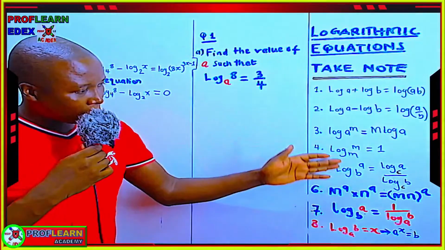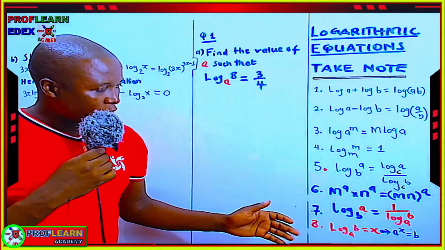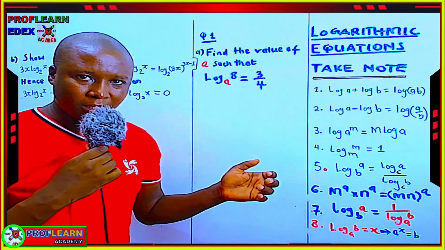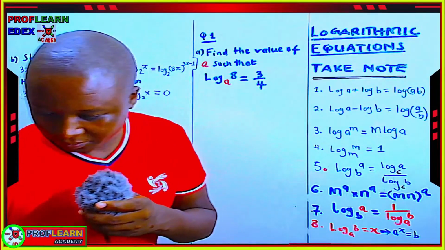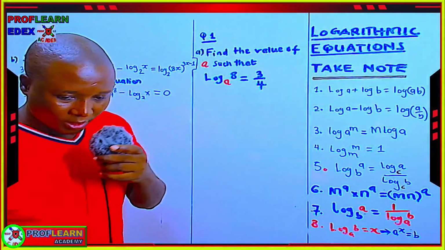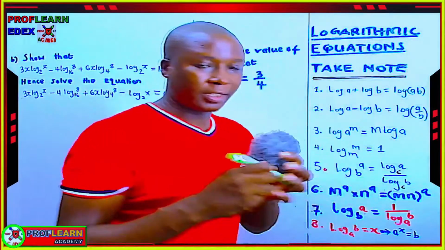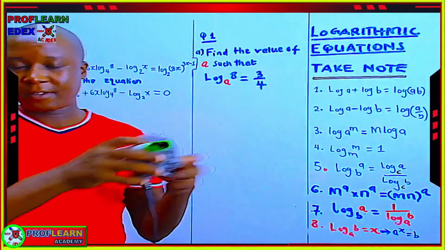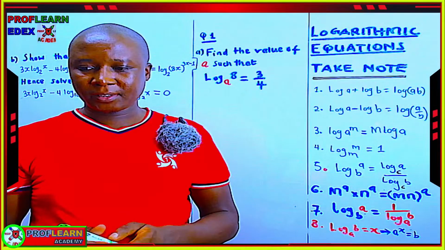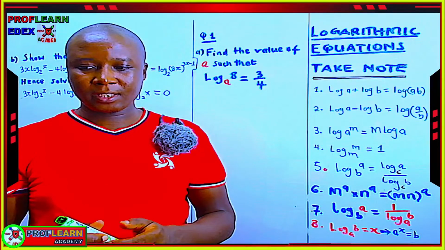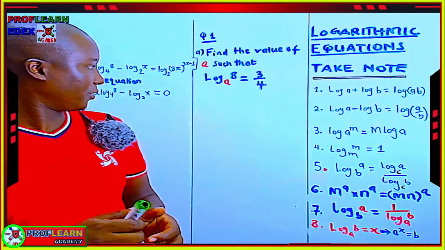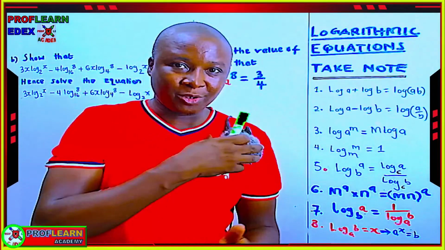Now, these are the rules that we are going to use in order to solve different questions involving logarithmic equations. Now, looking at the first question on our disposal, we are told to find the value of a such that log 8 base a equals 3 over 4, and then we are going to follow step by step on how to approach that.